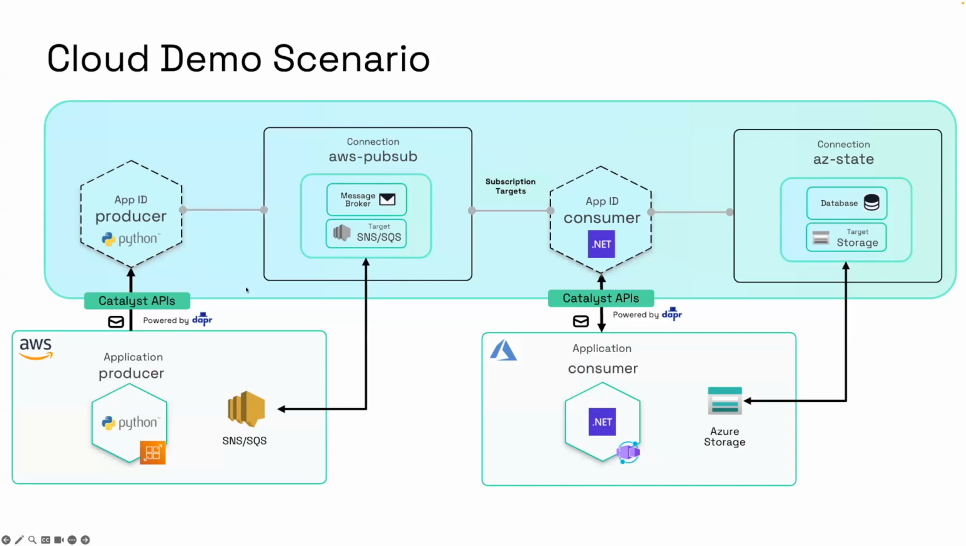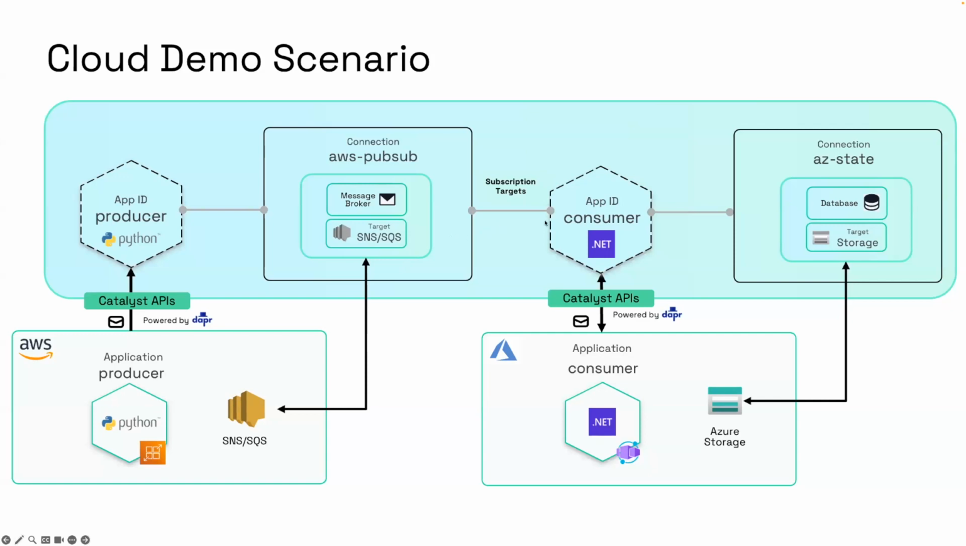And essentially, this Python producer is actually running within AWS App Runner, and it is calling out to the Catalyst APIs. Again, it's exactly the same code as Kendall showed, so it is using the Dapr SDKs to do this. And then we are using a connection within Catalyst, and we are calling out to external infrastructure. In this case, it's AWS SNS SQS using a topic and a subscriber in there.